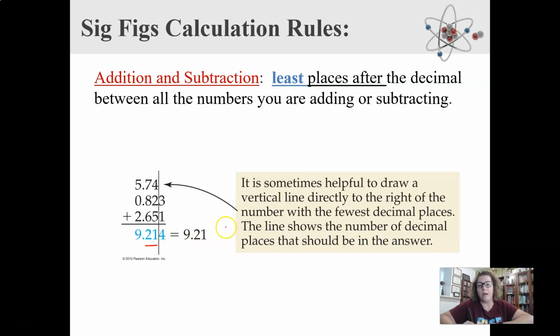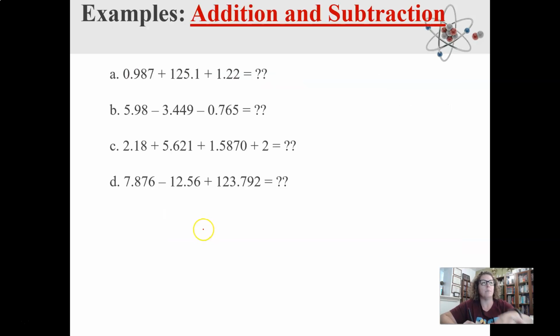I'm going to talk about rounding also in this video, but for now, this is not a number that needed to be rounded, so we'll just go from there. So the examples that we're going to do right here, I'm going to plug them in. Like I said, if you need to line up the decimals, go right ahead. I'm going to do A with you, and then the rest we'll just go ahead and plug in.